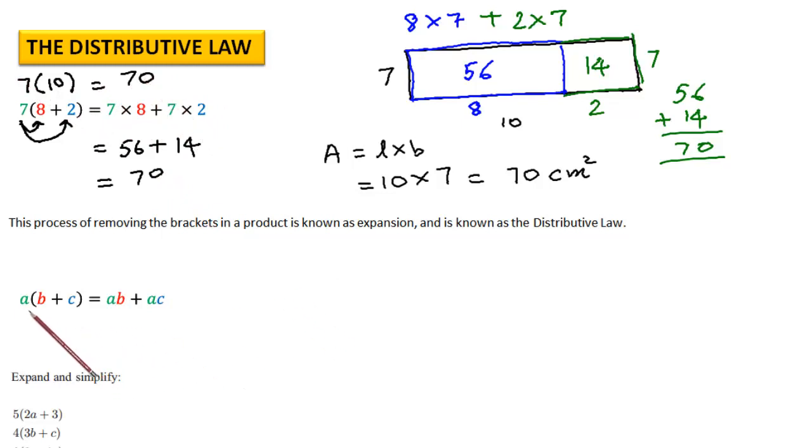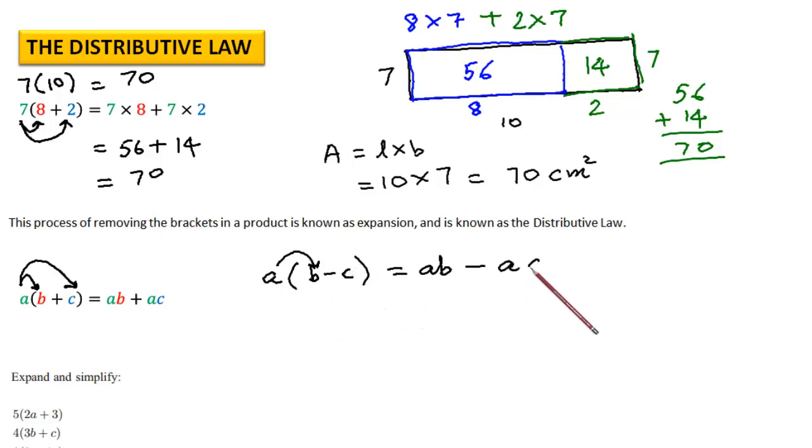So in general, we can say that A bracket open B plus C is equal to, first we multiply A with B and we write AB, or A multiplied by B, and then we write this plus sign, and then we come out again and multiply A and C and we write AC. In the very same manner, if it would have been A bracket open B minus C, then the answer would be A multiplied by B, which is AB, and then this minus sign, and then A multiplied by C, which is AC.